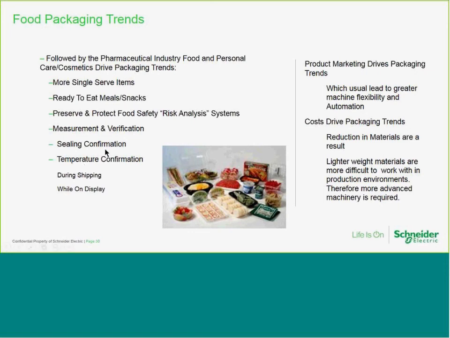Sealing confirmation, temperature confirmation is huge. With shipping across the country, there's tapes now that they can put on a package that can guarantee that when it shipped from the factory, it was a certain temperature, and that temperature was maintained throughout shipping. So there's different ways to use automation to make these systems more viable, lower costs, reduce costs of materials because the machines are more precise.